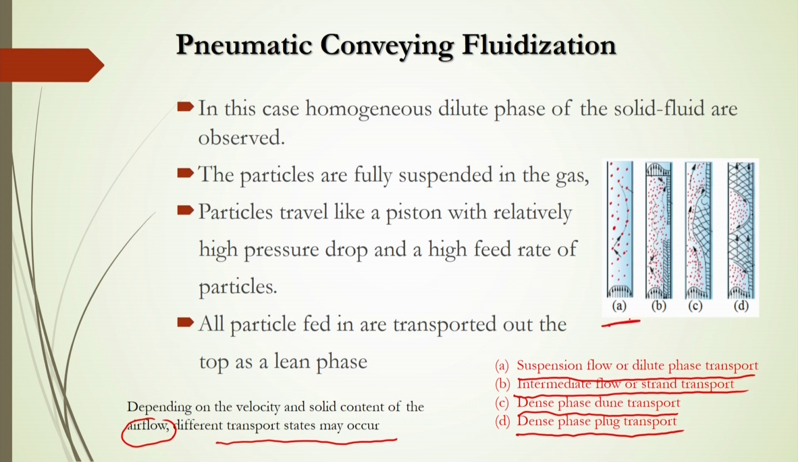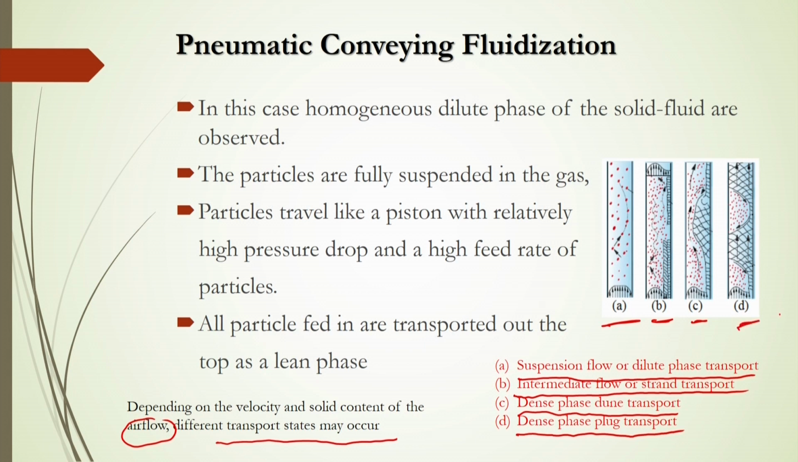So, here this will be your suspension flow or dilute phase transport, and this is B, intermediate flow or strand transport. Here you will see how the solid particles are moving. The flow pattern in each section will be almost the same here, whereas in C, that is called dune transport, in this case the flow pattern will not be the same. In the middle section maybe, depending on the gas velocity and solid particle type, and also the cross sectional area of the bed, the solid particles will be transported differently here.